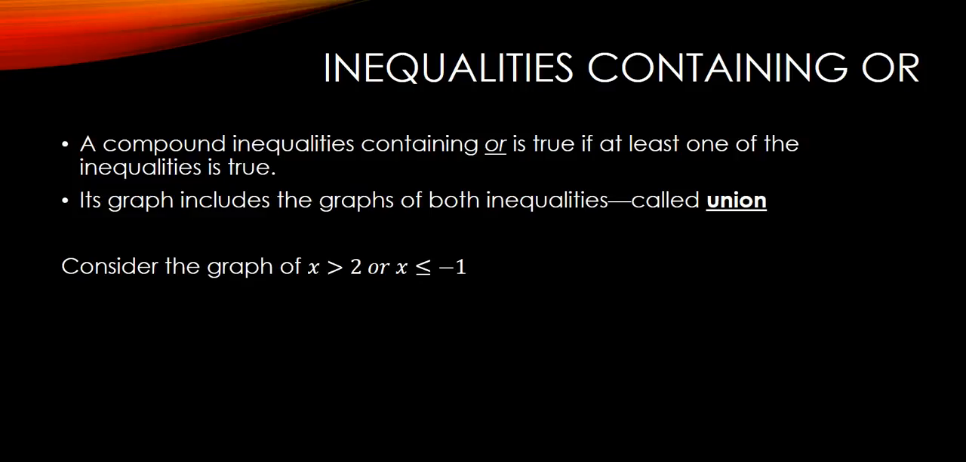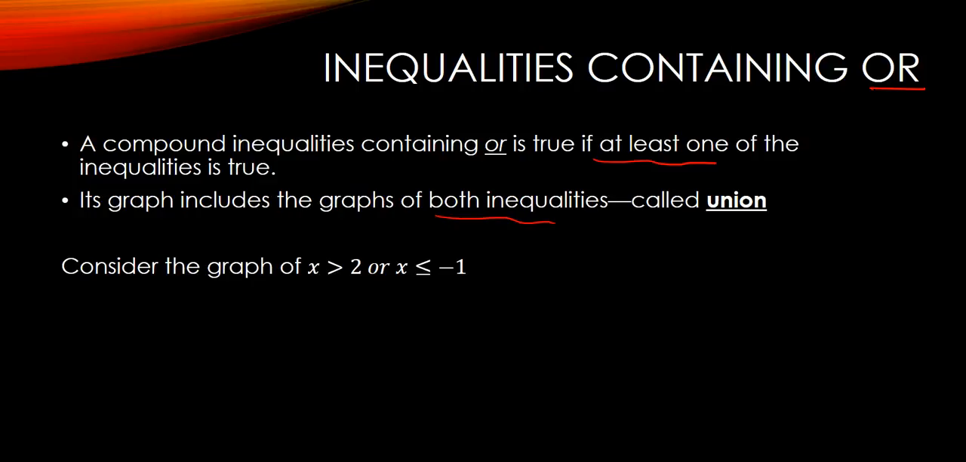Now the second thing we're going to talk about are inequalities containing the word or. So ors are different. A compound containing or is true if at least one of the inequalities is true. So one of them could be true or both could be true. So the graph just includes the graph of both inequalities. You just graph both inequalities on the same number line, and that's called a union.